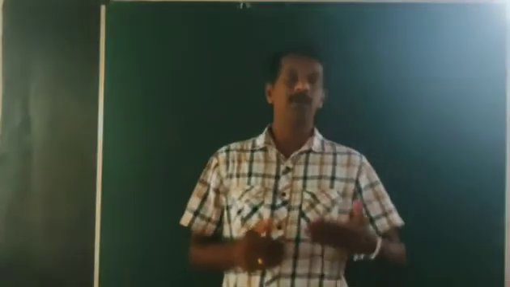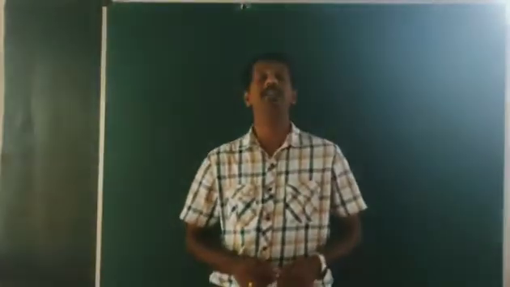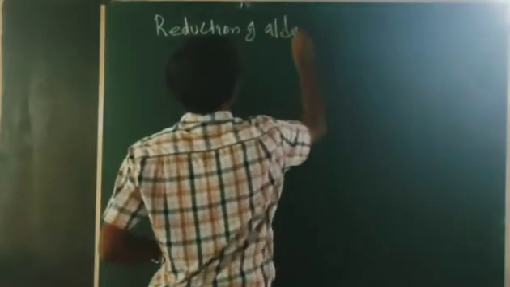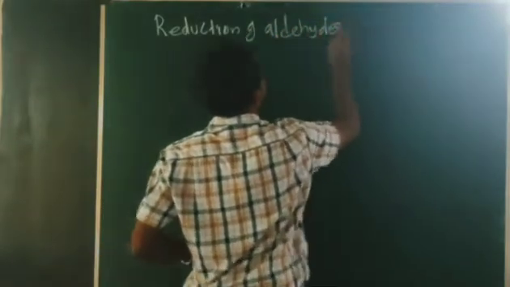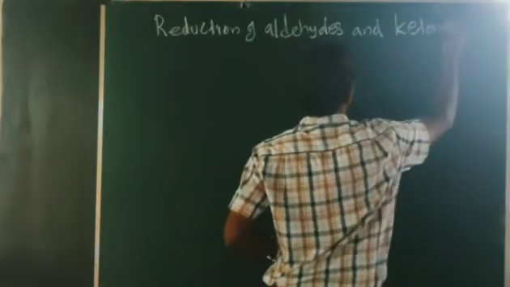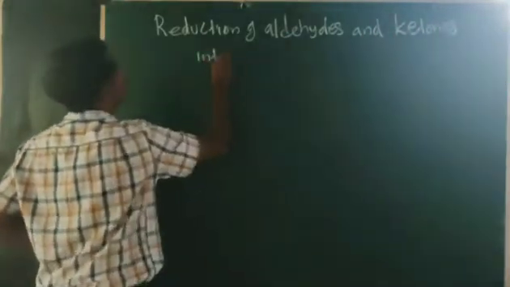We continue with reduction of aldehydes and ketones. Next is reduction of aldehydes and ketones into alcohols.